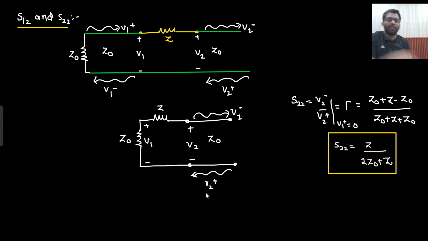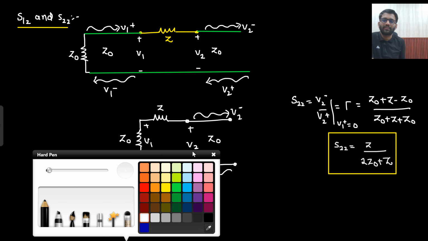Okay. And what else can I see? I can see that my V1 is equal to, not here, let's write it down here.